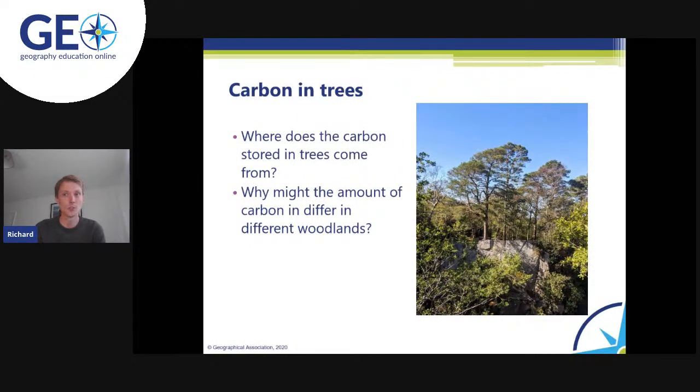Cool, nice comment there about deciduous trees. Yeah, if they're shedding their leaves, they are going to be putting some of that carbon back into the atmosphere, or it might get locked away in the soil underneath. So they're constantly changing the amount of carbon they actually have within them.